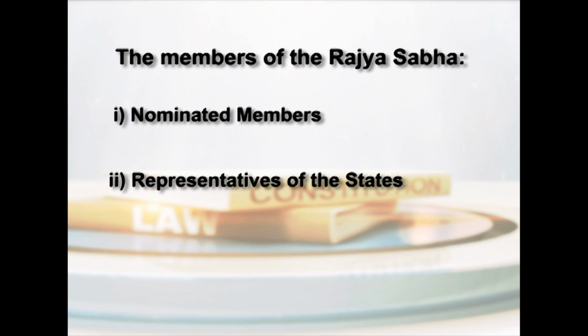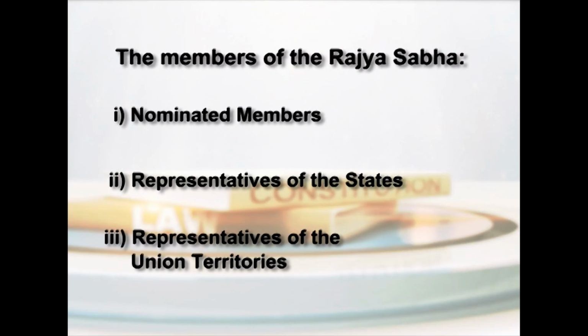They are indirectly elected by the elected members of the state legislature by means of proportional representation with a single transferable vote system. Third come the representatives of the union territories. They are elected, and the procedure of their election is laid down by the acts of the parliament. Accordingly, these members are elected indirectly by the members of an electoral college of that territory by means of proportional representation with a single transferable vote system.